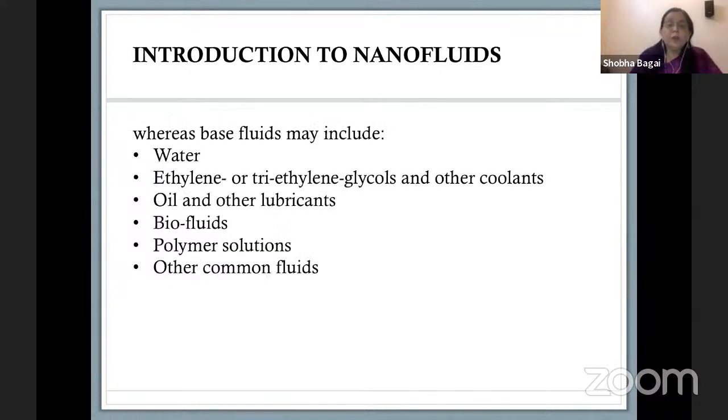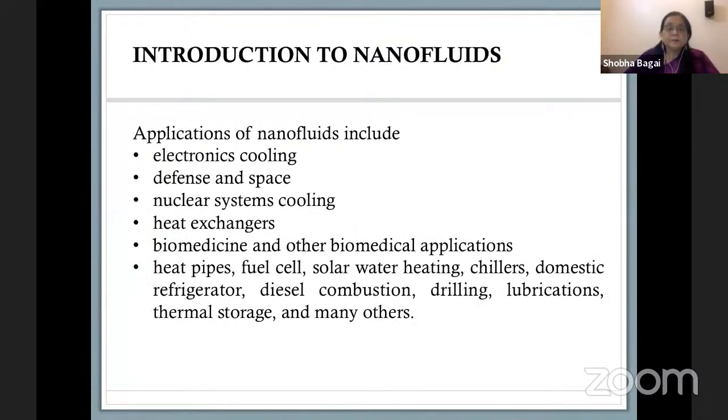And the base fluids are generally water, ethylene glycols, which were used earlier, and oil. Biofluids is again something which has just come up during the last decade. There you have microbes introduced into the fluids, which try to enhance the thermal properties of the fluids. Then polymer solutions, and there are certain other kinds of common fluids that are also being used.